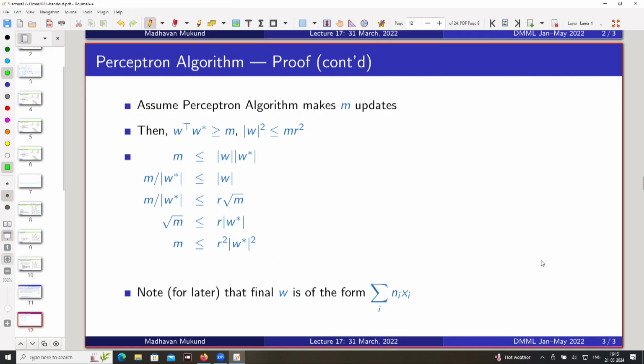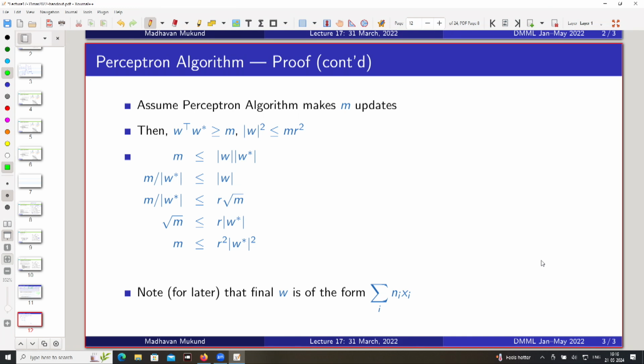So let's see how we can leverage these two things to get what we want. Let's say this perceptron algorithm makes some M updates. The first fact says that in each update, W dot W star would increase by 1. So if you make M updates, the current W dot W star would be at least M. On the other hand, the length square of W would be at most M times R square.